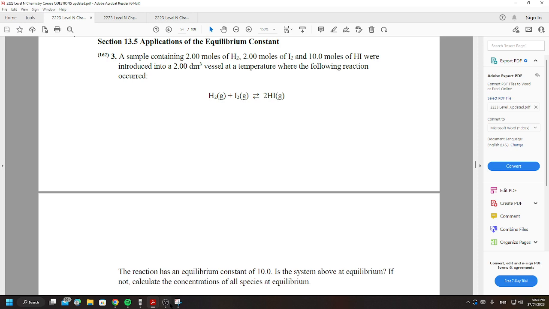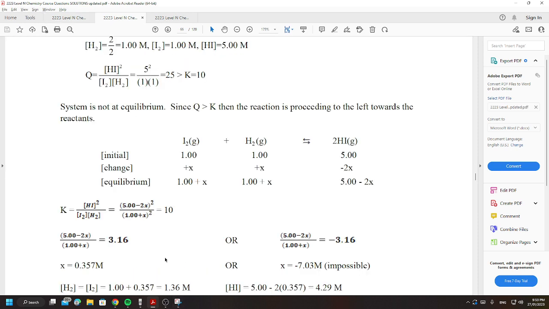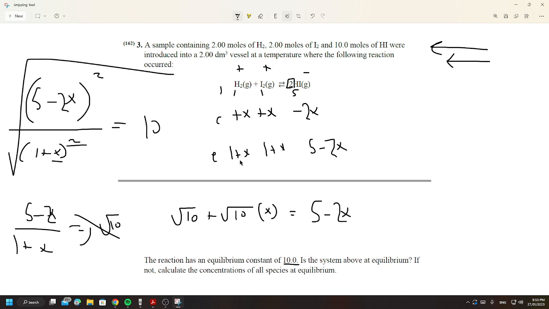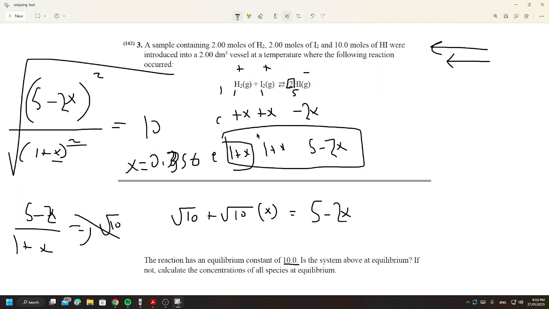So now we're going to find the concentrations at equilibrium, right? We know x to be 0.356. So now you substitute x into all of these, and you're going to get the concentration. So for I2 and for H2, since they have the same formula, it's just going to be 1 plus 0.356, the value I got. I'm going to use that.